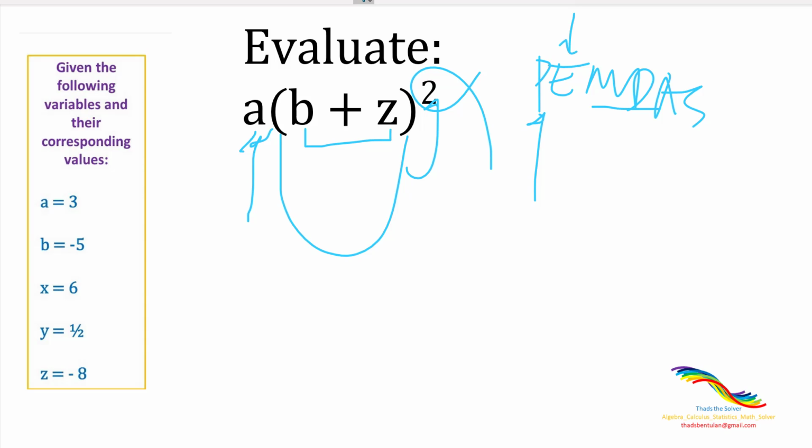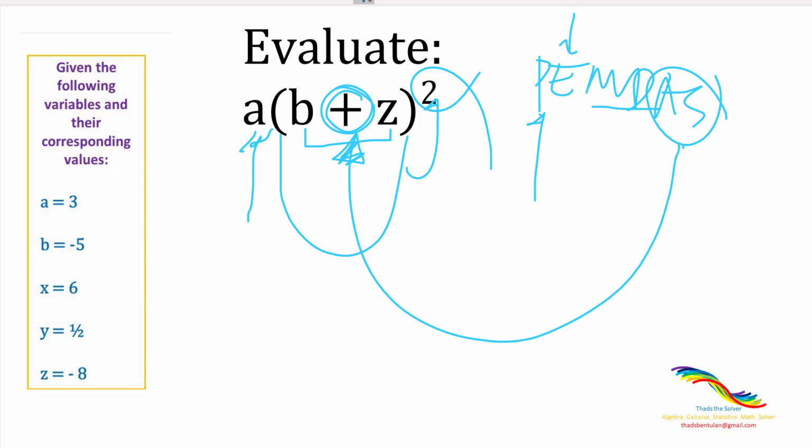Alright, you might be wondering, why do we do the addition and subtraction first? Because in this case, specifically only in this case, the addition is enclosed by the parentheses, so the parentheses actually gives this plus sign a priority. So that's the P. That's how we are going to attack this problem.